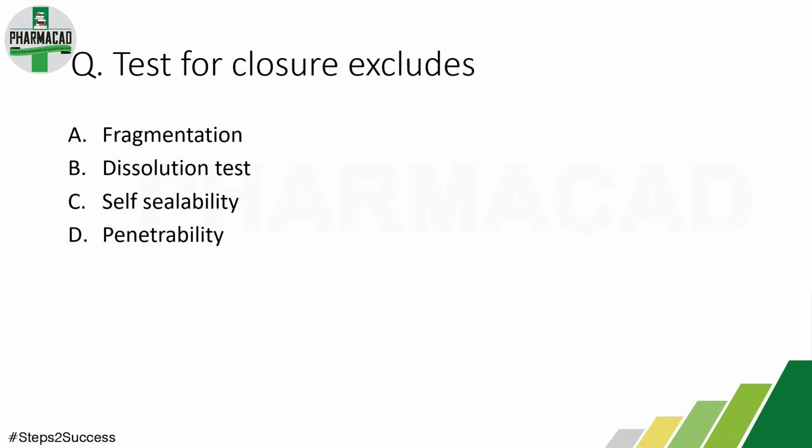Next question. Tests for closure exclude: option A, fragmentation; option B, dissolution test; option C, self sealability test; option D, penetrability test. So the correct answer is option B, dissolution test.